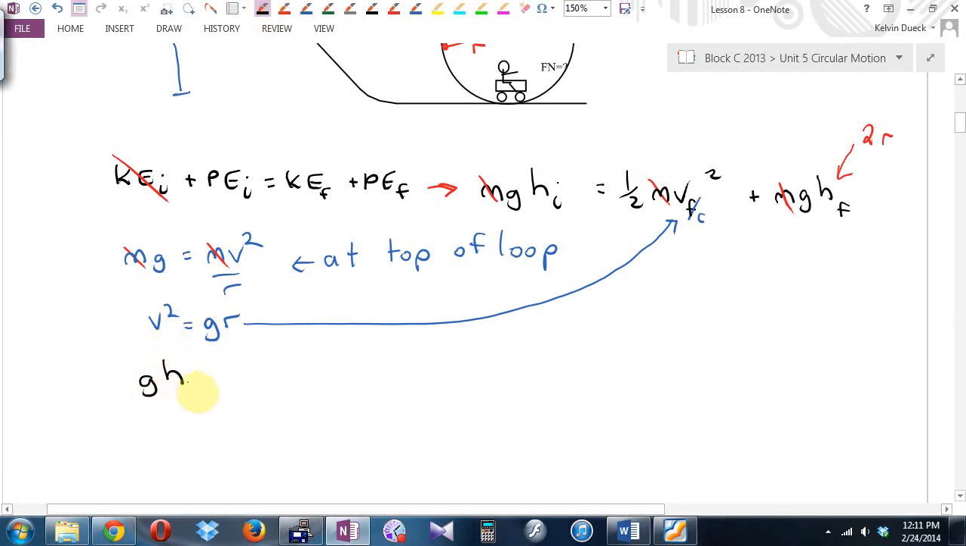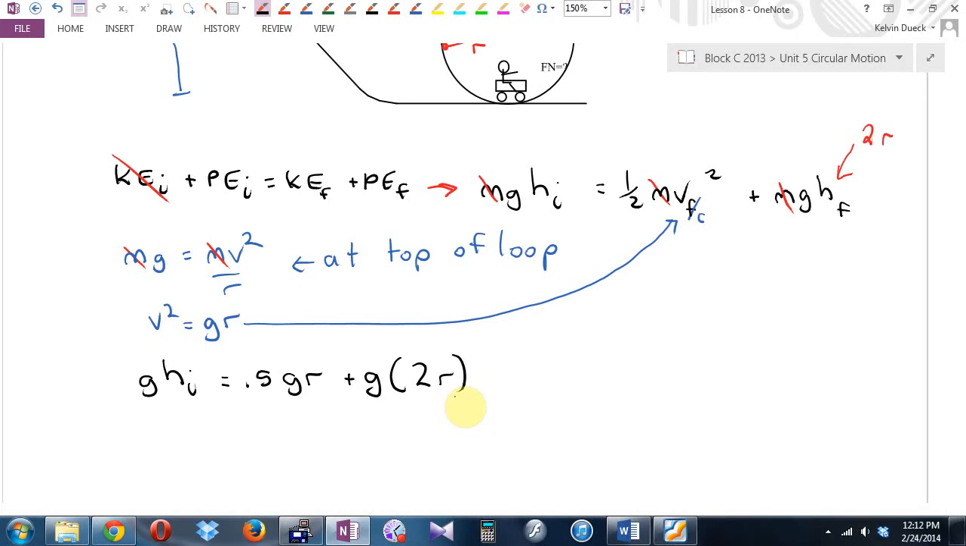G h initial equals 0.5 G R plus G 2R. Is that right? And some of you are smiling because something weird's about to happen here. What's canceling now? What? Curtis, what? G, huh?